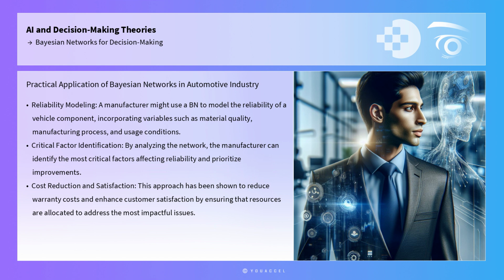To illustrate the practical application of Bayesian networks, consider a case study from the automotive industry. A manufacturer might use a BN to model the reliability of a vehicle component, incorporating variables such as material quality, manufacturing process, and usage conditions. By analyzing the network, the manufacturer can identify the most critical factors affecting reliability and prioritize improvements. This approach has been shown to reduce warranty costs and enhance customer satisfaction by ensuring that resources are allocated to address the most impactful issues.